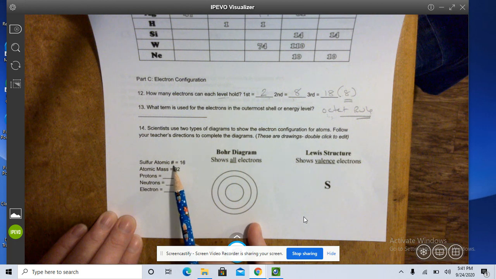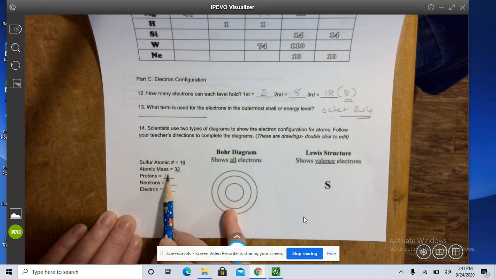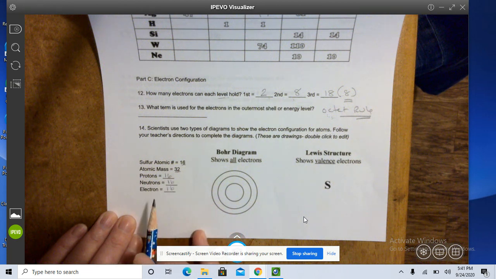So if we look at sulfur, we get the atomic number and the atomic mass in this example. Using the rules from before, we should be able to get the protons. We should say protons equals electrons, and we have that. And then the atomic mass minus the number of protons gives us the neutrons. So for this one, they happen to be all even.